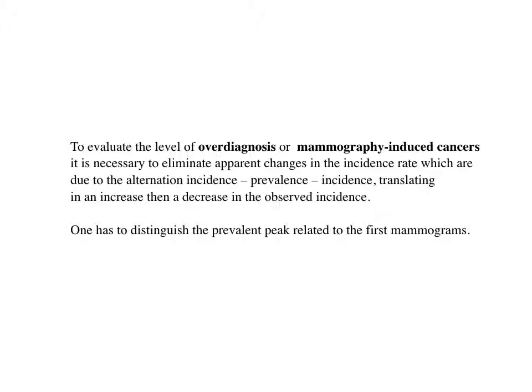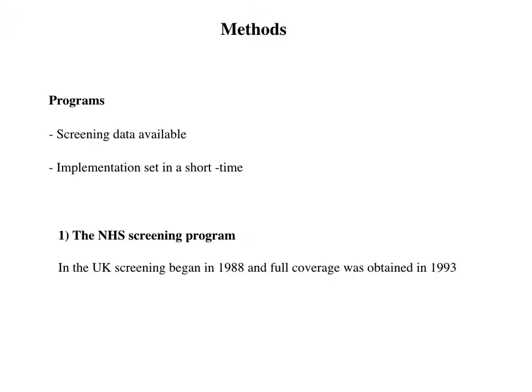To evaluate the level of overdiagnosis or mammography-induced cancers, it is necessary to eliminate apparent changes in the incidence rate, which are due to the alternation of prevalence and incidence, translating into an increase, then a decrease in the observed incidence. One has to distinguish the prevalent peak related to the first mammograms. We need to study programs where the screening data are available and where the screening has been implemented in a short period of time. The NHS breast cancer screening program fulfilled these conditions.